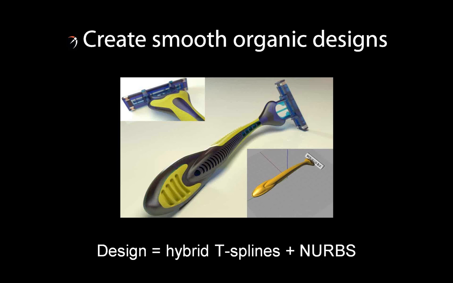The second way to use T-Splines in design is by creating a hybrid, so creating the main organic shape in T-Splines, and then converting it to NURBS and adding in the finer details, the fillets, bosses, trims. That's a way of combining T-Splines and NURBS, leveraging the strengths of both T-Splines and Rhino to create an organic detailed shape.